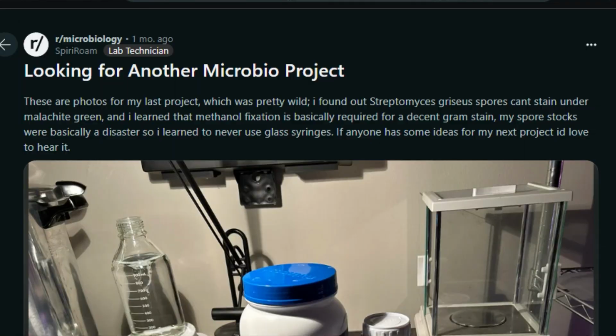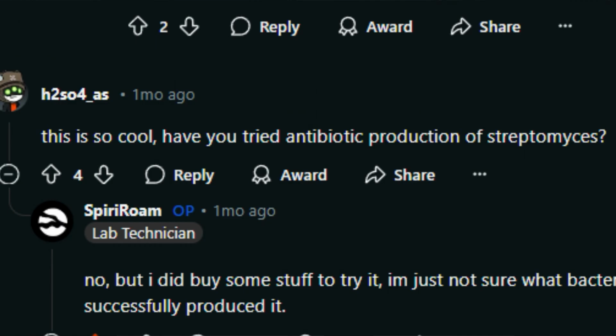I made a post to Reddit asking for any ideas for my future projects, and the first one that was mentioned was the Streptomycin Extraction.